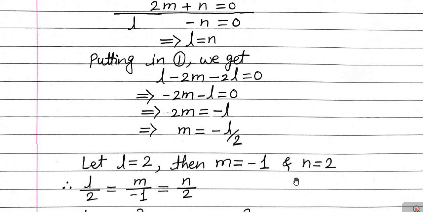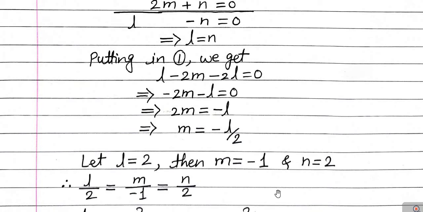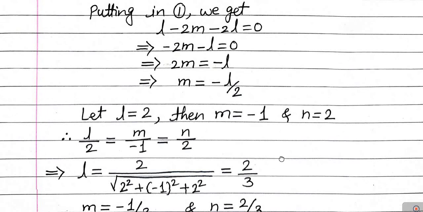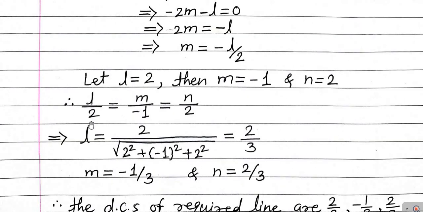But we are asked for direction cosines. So we will find the direction cosines from these obtained direction ratios. So we have L upon 2 equal to M upon minus 1 equal to N upon 2, which implies that L equal to 2 upon under root of a square plus b square plus c square, meaning 2 square plus minus 1 square plus 2 square, which is equal to 2 upon under root of 4 plus 1 plus 4, meaning under root of 9, and under root of 9 is plus minus 3. So we have obtained L equal to 2 by 3.